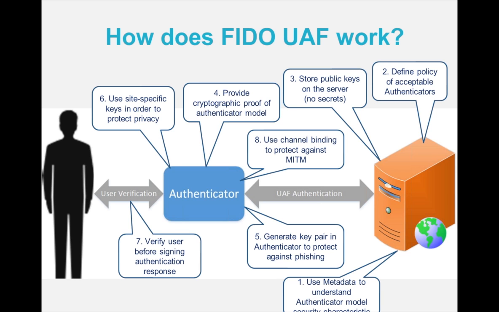Number 4 is we provide a cryptographic proof of the authenticator model. This was the attestation I just explained. Number 5: we generate the key pairs for the cryptographic authentication protocol inside the authenticator, and this key is not known to the user. So there is no phishing attack, because the user will never be able to enter the PIN or the private key into the wrong website.